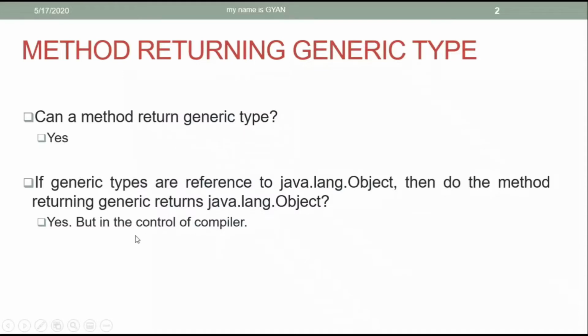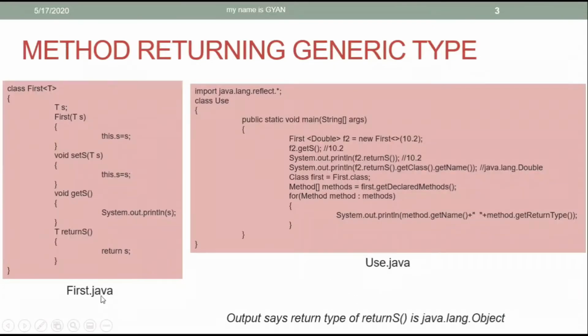How a compiler controls the generic type returned by a method in a generic class, we will see in a while. Here we have two Java files, First.java and Use.java. In First.java, we have the class First, which is a generic class. So we have a variable s of type T. After that, we have a constructor of class First. Then we have the method setS, the method getS, and the method returnS.